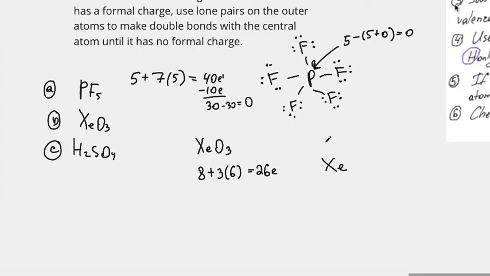Now we connect all of our atoms together. Xenon is in the middle and it's connected to 3 oxygens. I use 3 bonds. Each bond has 2 electrons, so 3 times 2 is 6. So I used 6 electrons and I have 20 left to work with.